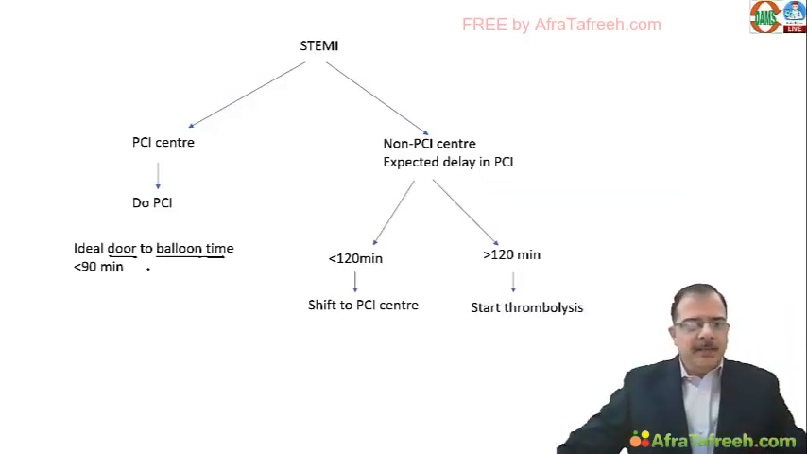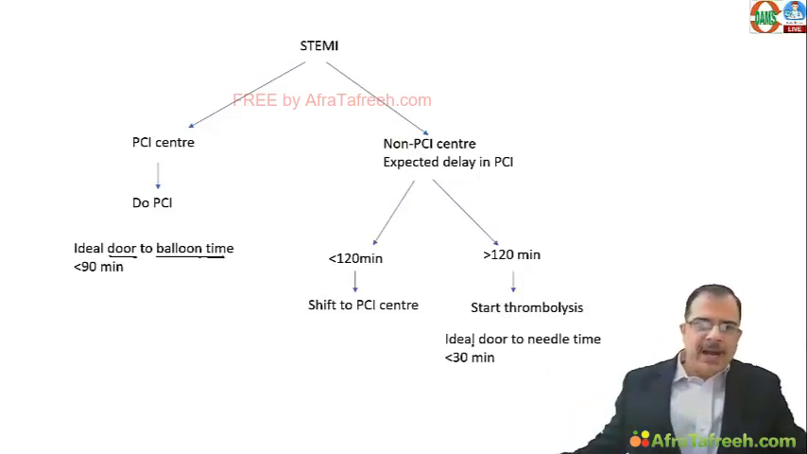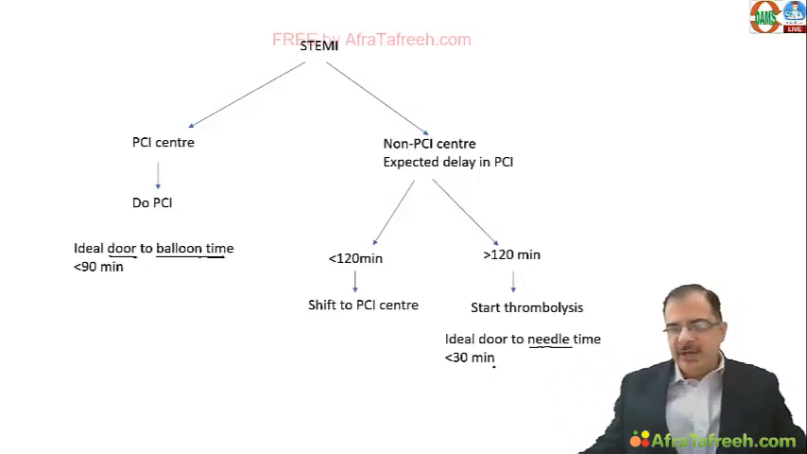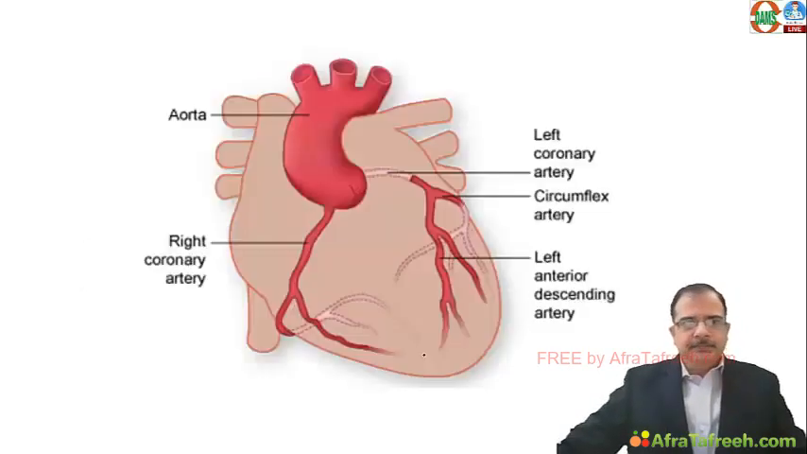If the expected delay is more than 120 minutes, then we will do the thrombolysis there only. So this protocol is very important in managing a patient with ST elevation MI. The ideal door to needle time, that is, starting of the thrombolytic agent, should be less than 30 minutes. So two important time periods: for PCI, door to balloon time of 90 minutes, and for thrombolysis, less than 30 minutes. Now this is the blood supply of the heart. What are the arteries supplying which wall of the heart?